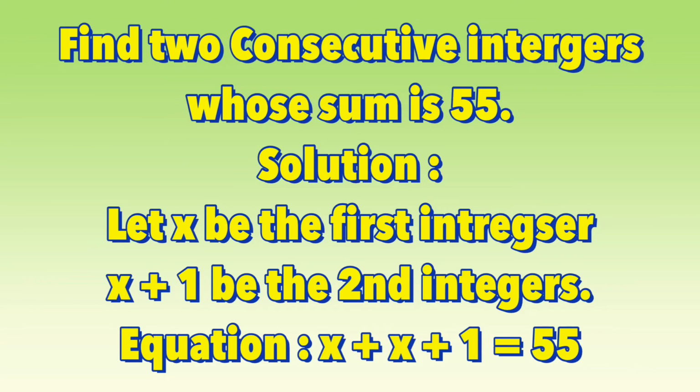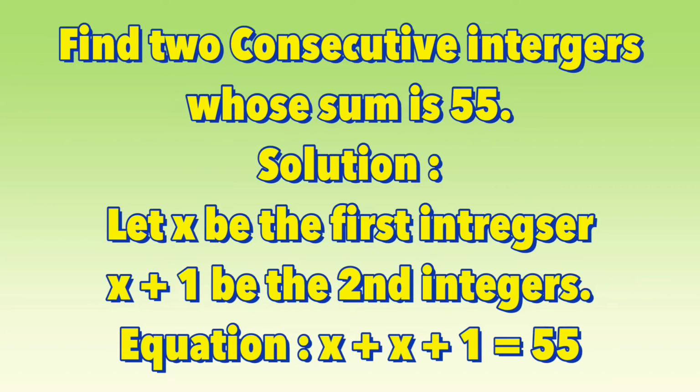Okay, next, number 2 problem, about number problems in grade 7. Find 2 consecutive integers whose sum is 55. When we say integers, it is positive and negative and 0 numbers. And we say consecutive, like for example 9, what is next to 9 is 10, what is next to 10 is 11, what is next to 11 is 12.